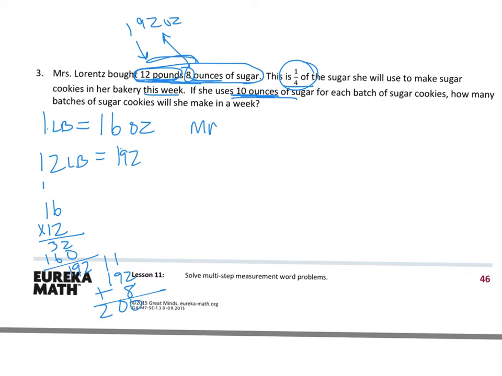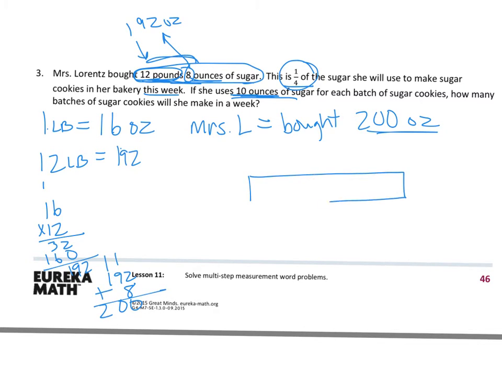So Mrs. L, she bought 200 ounces. That's my first thing. Now, for my drawing, it says this is 1/4. So I'm going to draw a tape diagram. I'm going to break it into fourths. And I know 1/4 is 200 ounces.